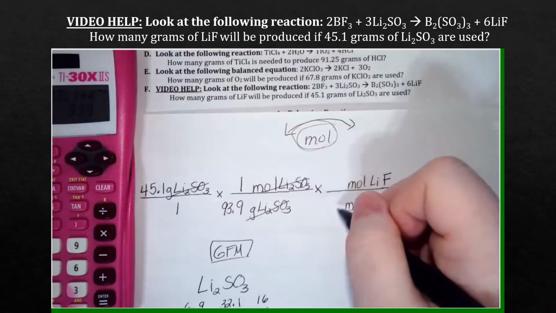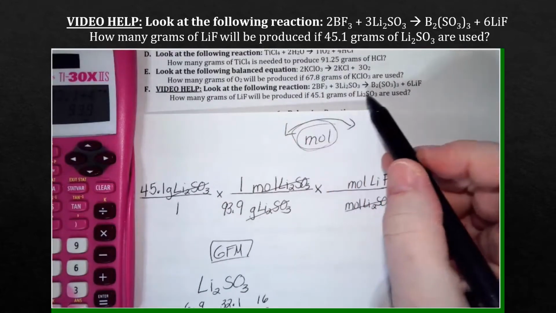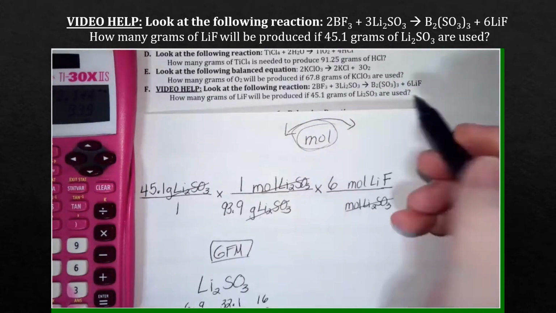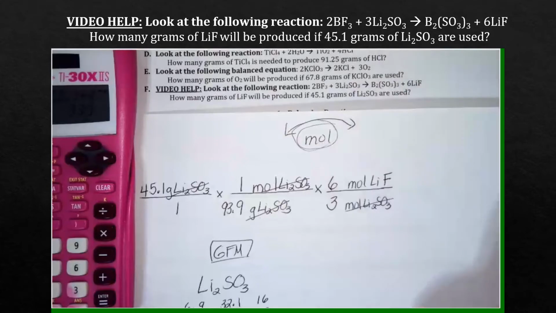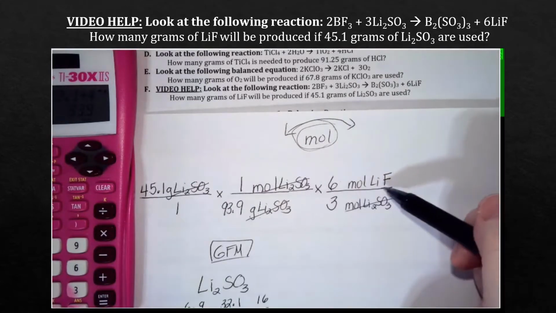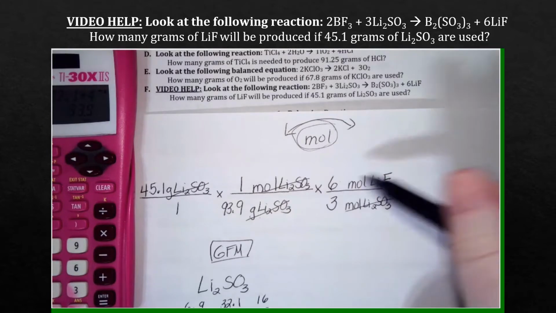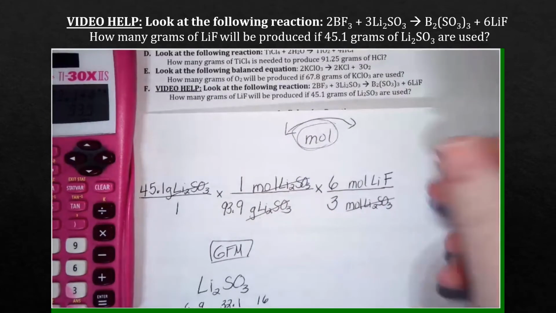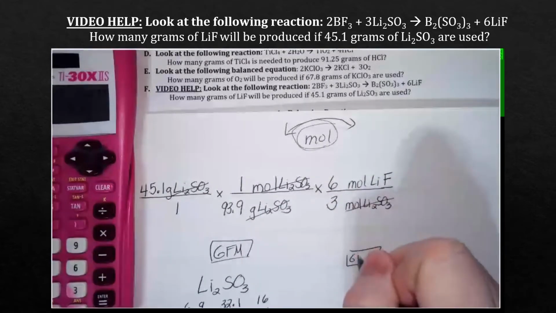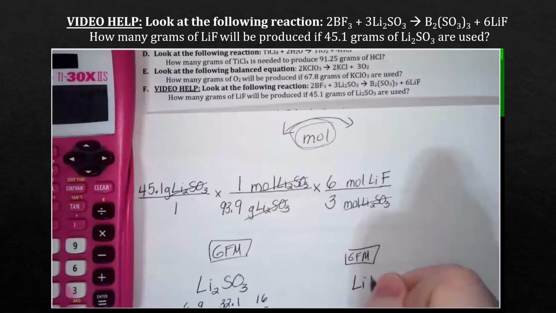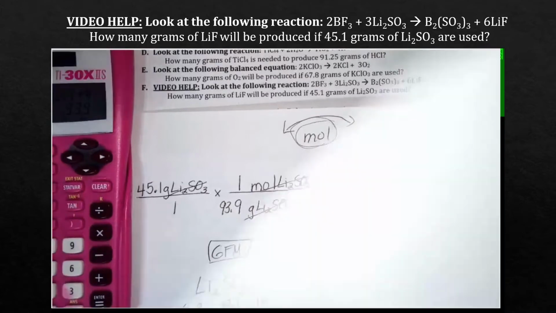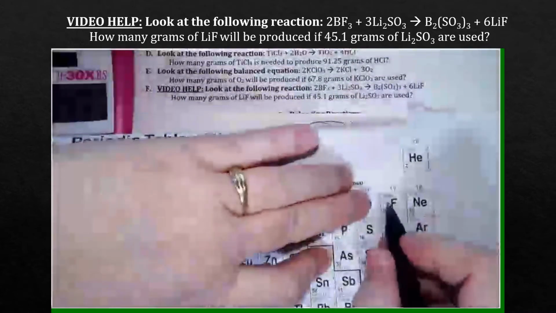How do I determine what numbers go here? Just look at the coefficients in the balanced equation and plug in the numbers. So it's 6 for LiF and 3 for Li2SO3. Is what I was trying to find moles of LiF? No, it was not. It is grams of LiF. So again, we need gram formula mass, okay? So I need it for LiF. Well, Li, we already knew, was 6.9, so we just have to look up F.